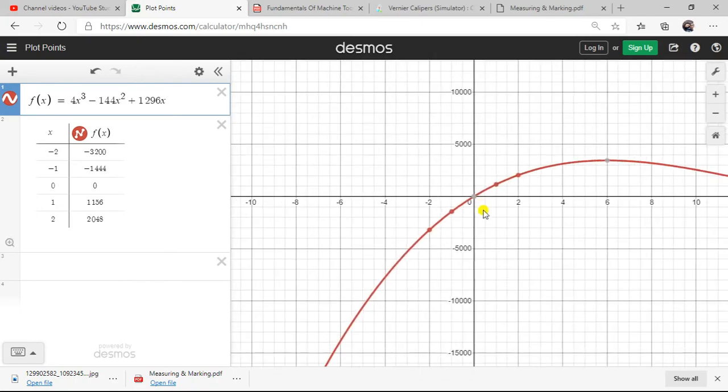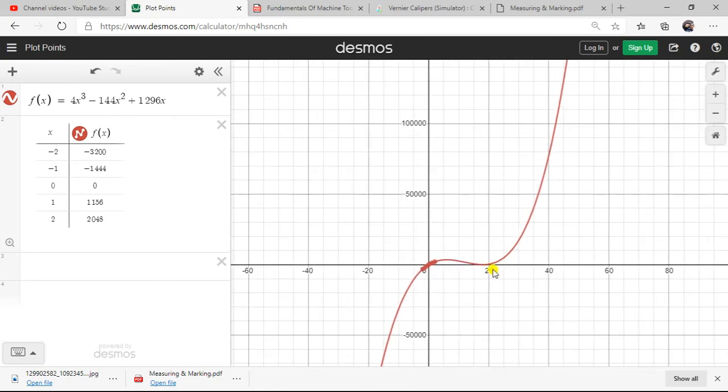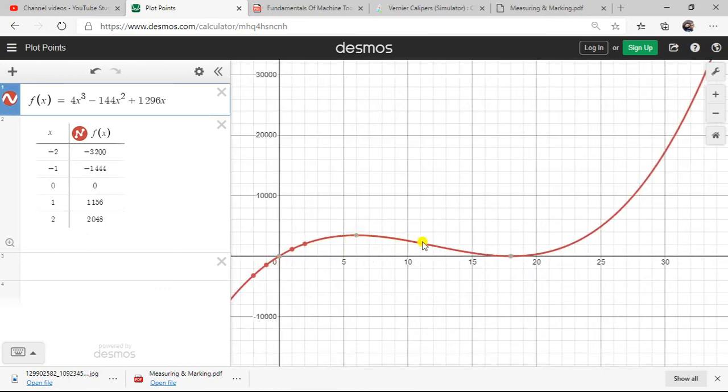Okay, zoom out. As you notice, there is a maximum point here. Then it goes down, then there is the minimum point, then it goes up again. So as you can see, the minimum point is 18, which gives x sub 1, and then 0 is the corresponding volume. Whereas the maximum point has a value of 6 for our height x, and the value of our volume is 3,456.